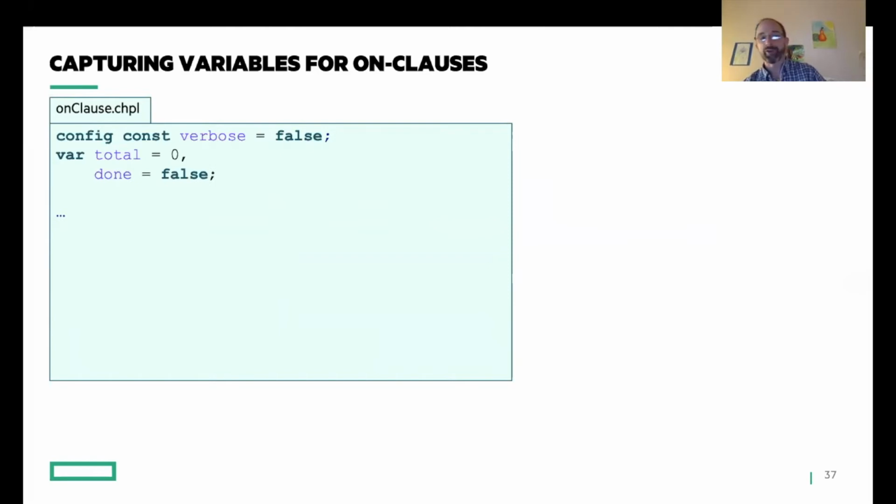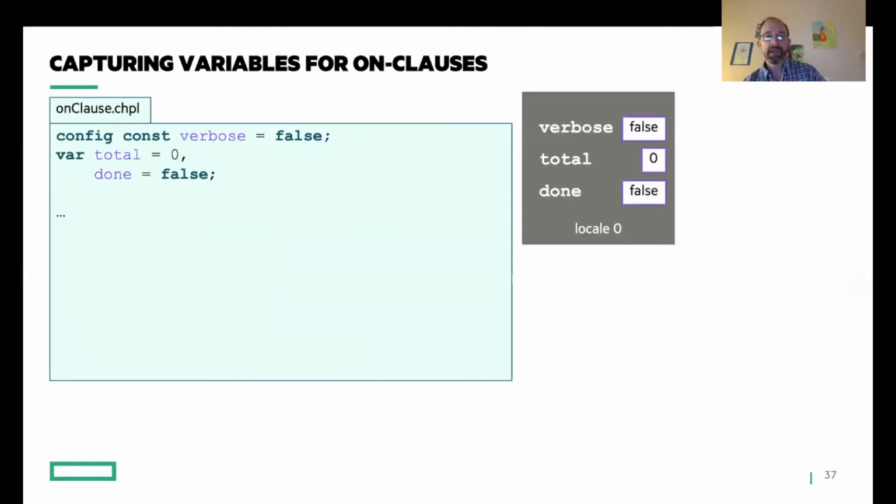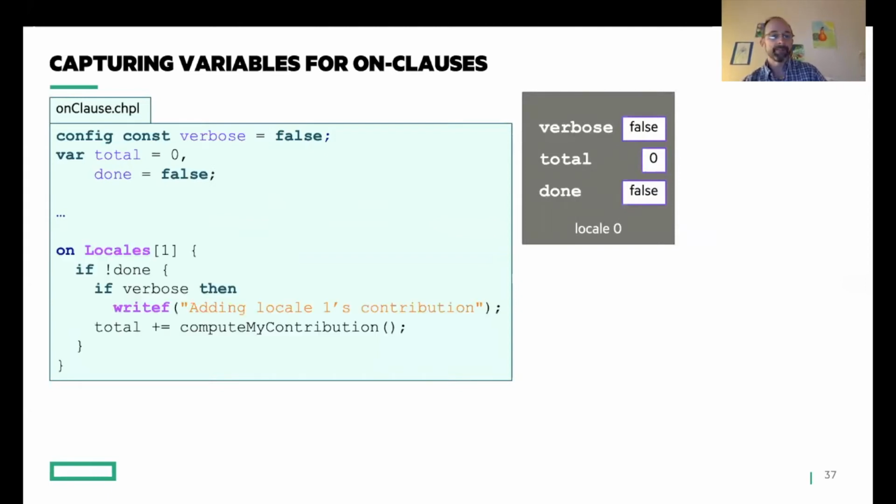So I'm creating 3 variables here at the program scope, 2 bools, verbose and done, and an integer total. And again, my program starts running on locale 0, so these variables will be allocated on locale 0. So next I'm going to use an on clause to migrate my computation over to locale1. It's a little bit of a bogus computation here, but basically, check if we're done or not, print something out if we're in verbose mode, and add something into the total.